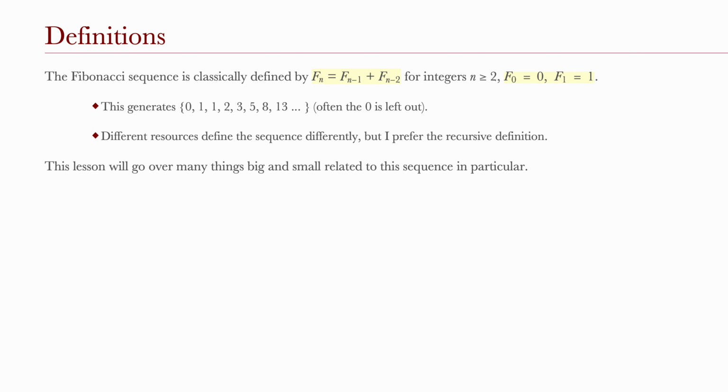The Fibonacci sequence is classically defined by the recurrence relation f sub n is equal to f sub n minus 1 plus f sub n minus 2 for integers n greater than or equal to 2. We typically define f sub 0 equal to 0 and f sub 1 equal to 1. This generates the sequence 0, 1, 1, 2, 3, 5, 8, 13, and so on and so forth.